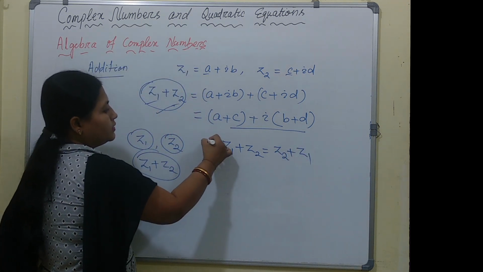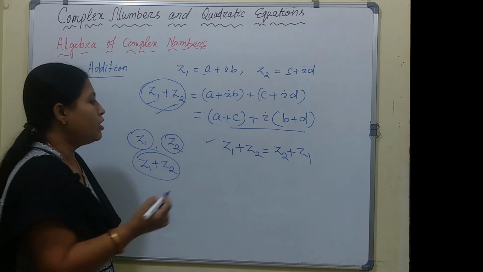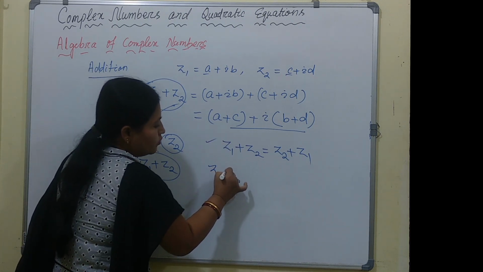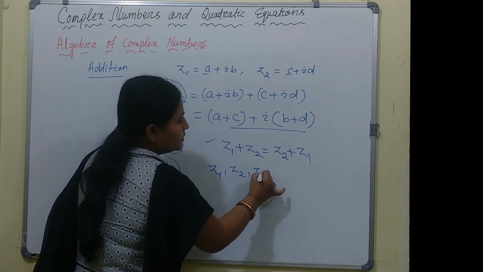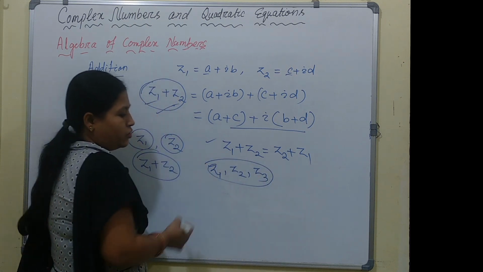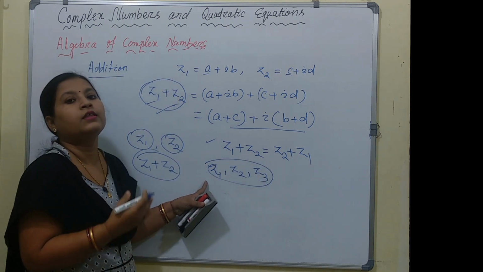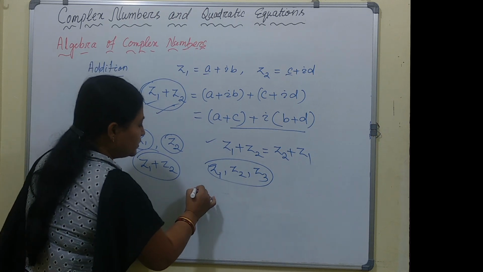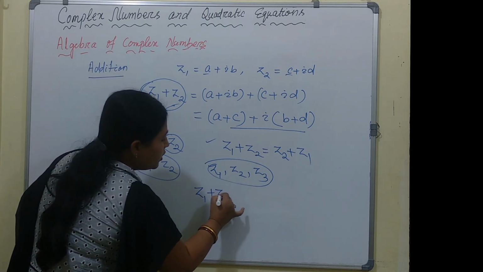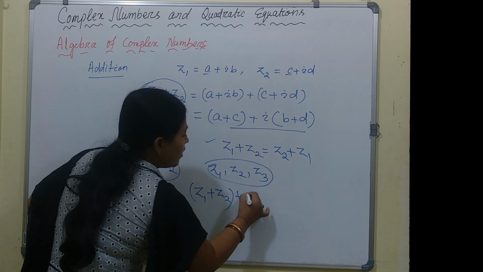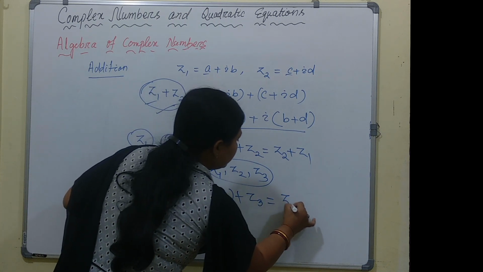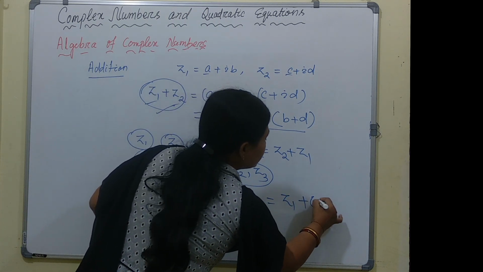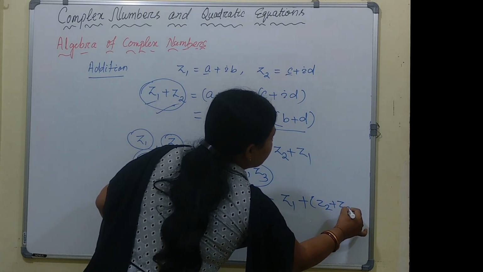Next property, the associative rule. If z1, z2, z3 are three complex numbers, then it satisfies the associative rule. That means (z1 plus z2) plus z3 is equal to z1 plus (z2 plus z3).